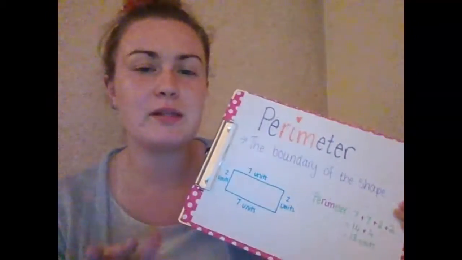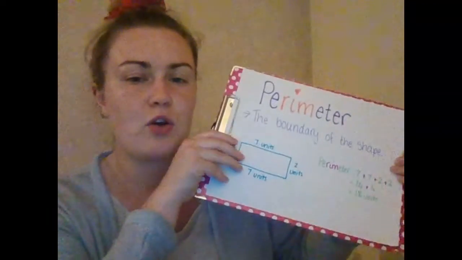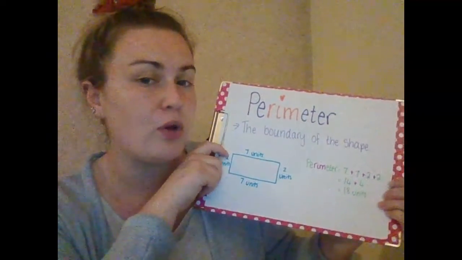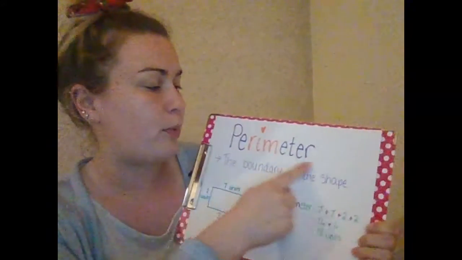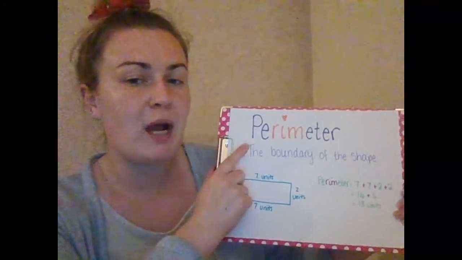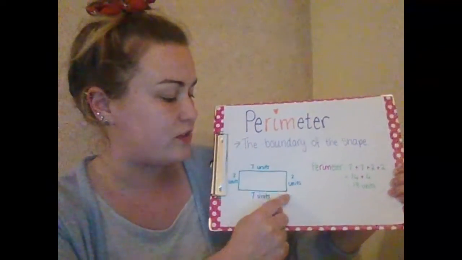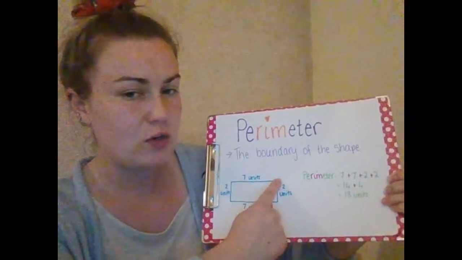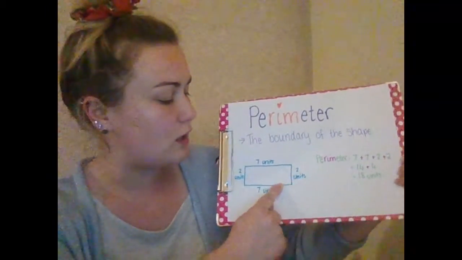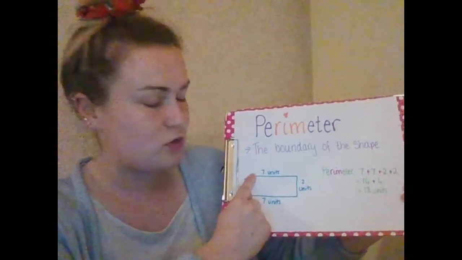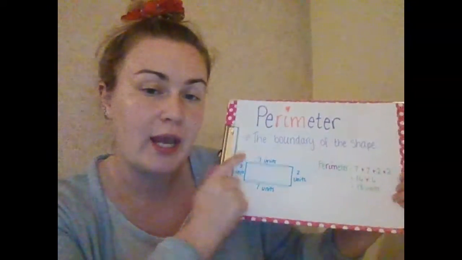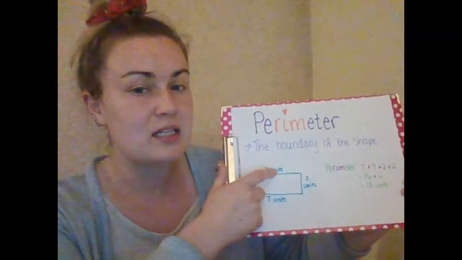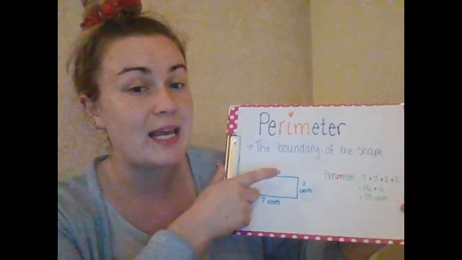We talked about it slightly when we were looking at area, and I know Miss Simon talked about it yesterday with you. So let's just have a quick review up here. Perimeter is the boundary of the shape. So it's the outside of the shape. As my finger goes along here, it's going along 7 units, down 2 units, along 7 units, up 2 units. That's the perimeter, okay? Not the space inside. The space inside, as you remember, is the area.